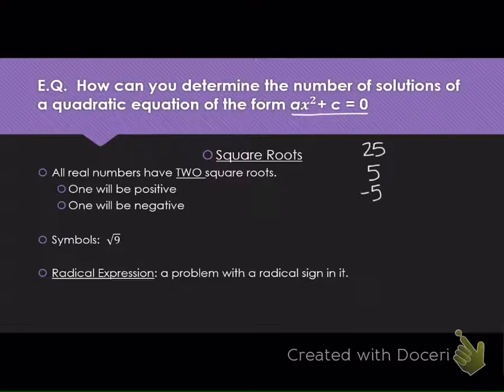What is 5 squared, or 5 times 5? 25. And what is negative 5 squared, or negative 5 times negative 5? 25. So, positive 5 and negative 5 are both square roots of 25. So that proves all real numbers have 2 square roots. One will be positive and one will be negative. Now, the symbol we shouldn't have any trouble with. We've seen that symbol over and over and over again.